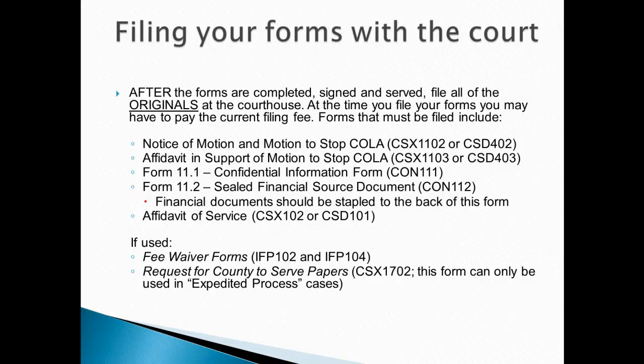They are the Notice of Motion and Motion to Stop COLA, the Affidavit in Support of Motion to Stop COLA, Form 11.1, the Confidential Information Form, Form 11.2, the Sealed Financial Source Documents. The financial documents should be stapled to the back of this form, and the Affidavit of Service. You may also be filing, if used, the fee waiver forms addressed in Chapter 5, and the Request for County to Serve Papers, which was addressed in Chapter 3.